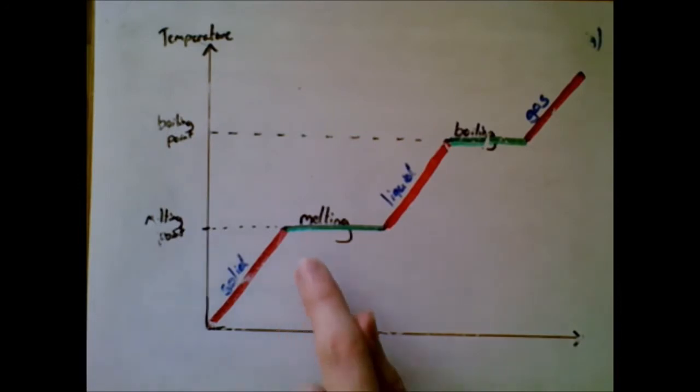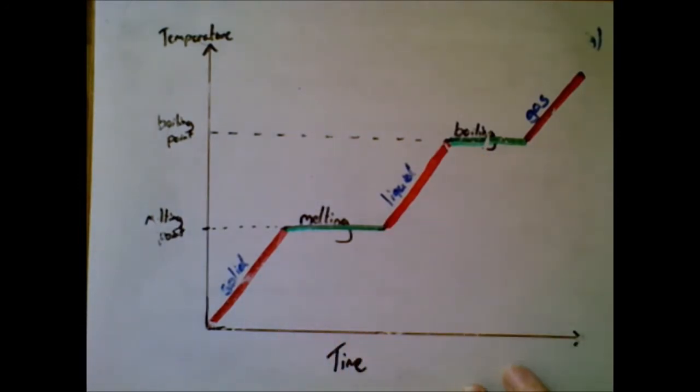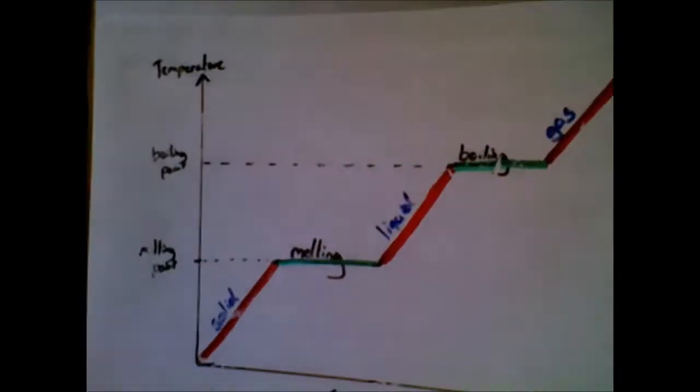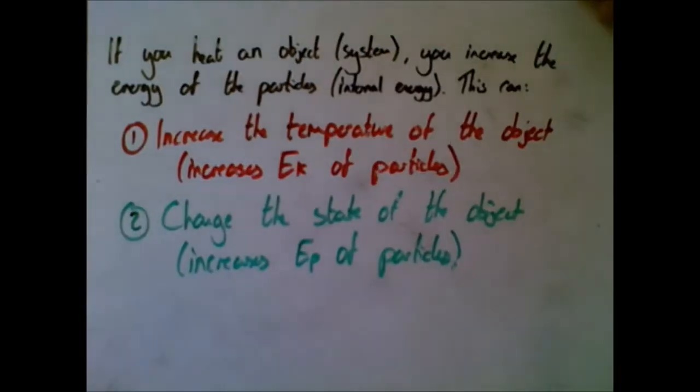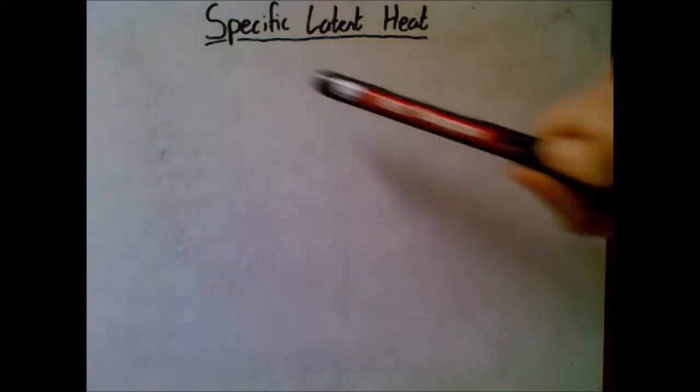So in terms of our graph, we're looking at the changes of state here. I'm going to talk about the amount of energy needed for something to change state. And again, if we go back to our statements about what happens when you heat up an object, it's this bit here about changing the state of the object. So like I said, we're focusing here on an object changing state, and the title for the concept that we're going to need here is specific latent heat.